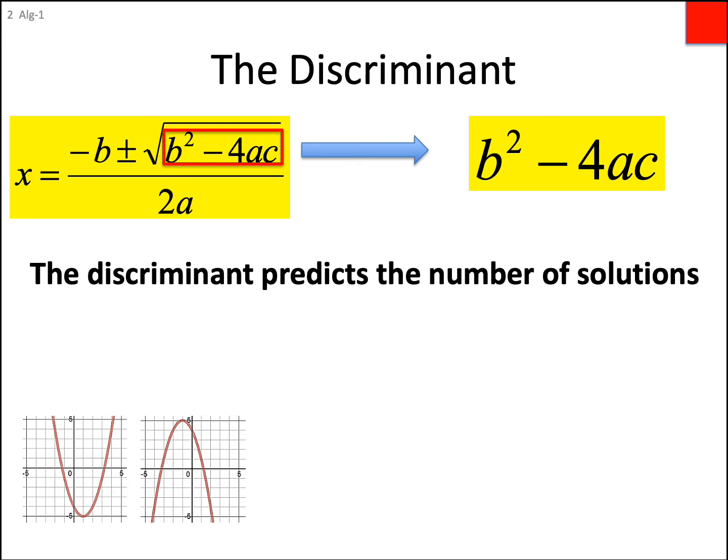Now, what I wanted you to notice about these 2 examples right here is that both of these examples, whether it's concave up or concave down, cross the x-axis in 2 positions, right? Any parabola that crosses the x-axis in 2 unique positions, we say has 2 solutions. Why? Because remember, we set the quadratic equation equal to 0. What does that mean?